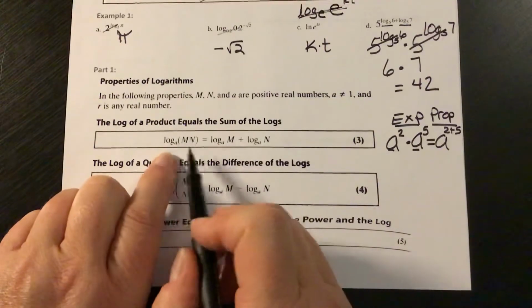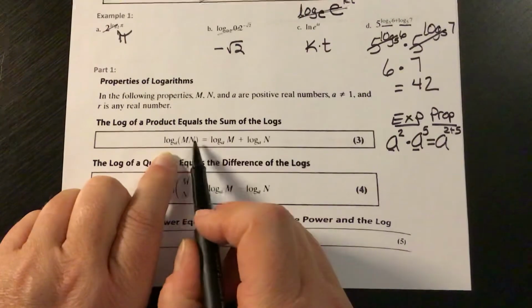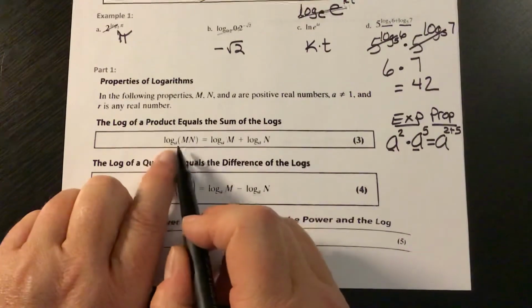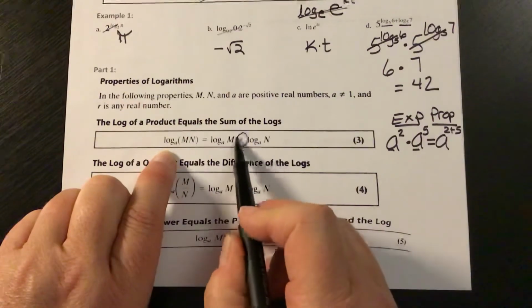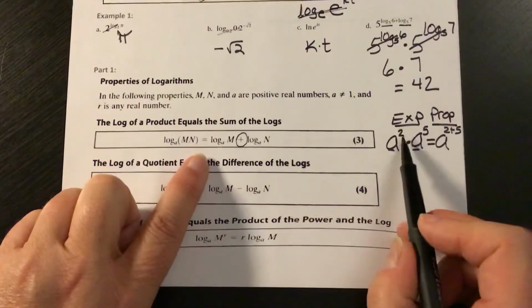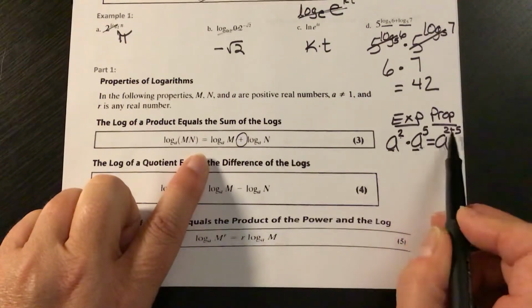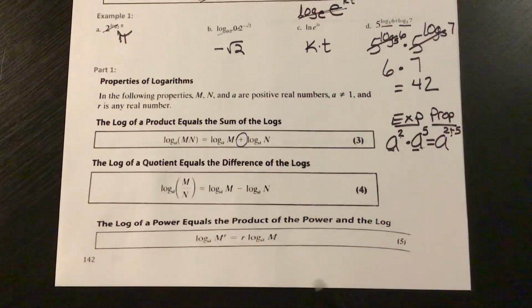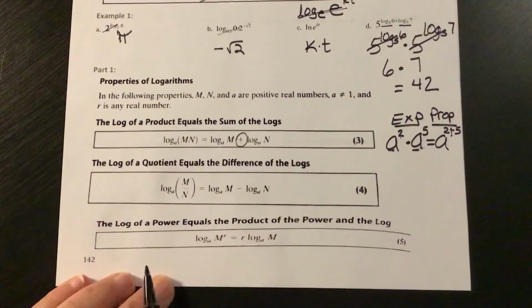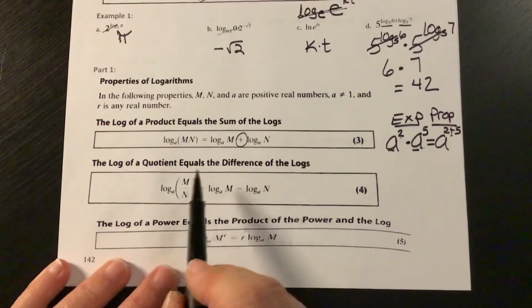Now, when I'm working with logarithms and I have a product inside here, I can separate them by using addition. Okay, so here I had them separated and I put them together using addition. The inverse with logarithms is I'm going to take them apart using addition. Here's the quotient property of logarithms.